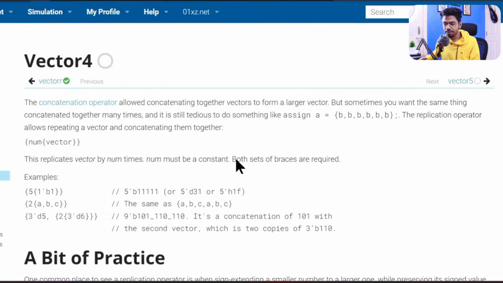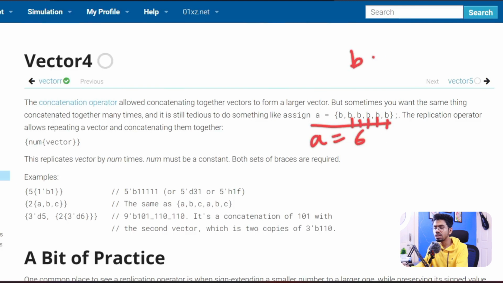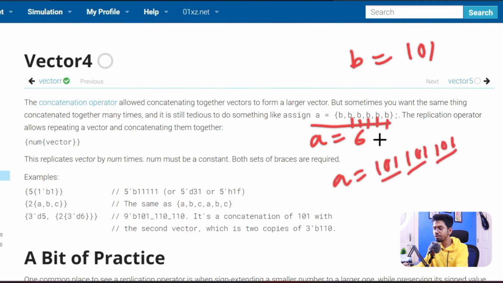Here they are saying the concatenation operator allows concatenating vectors together to form a larger vector, right? But sometimes you want to do the same thing repeatedly. For example, in this example they are trying to do a equal to b, how many times? 1, 2, 3, 4, 5, 6 times. So if b is a 3-bit number, for example 101, they want to make their a equal to 101 101 101 like this. They want to replicate b 6 times.